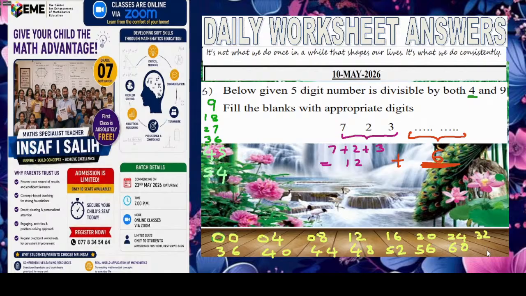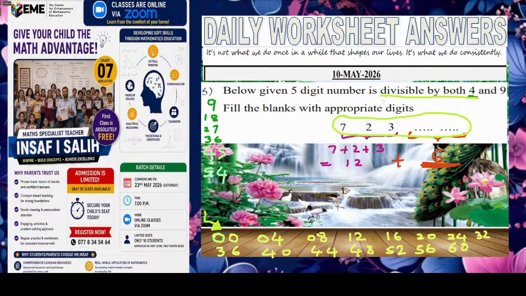So from where should we select those two digits? We can't just write any two random digits. We have to take from multiples of 4. Why should we take from multiples of 4? Because they have said the number what you're writing, this entire number, what I'm circling in green now, has to be divisible by 4 too.